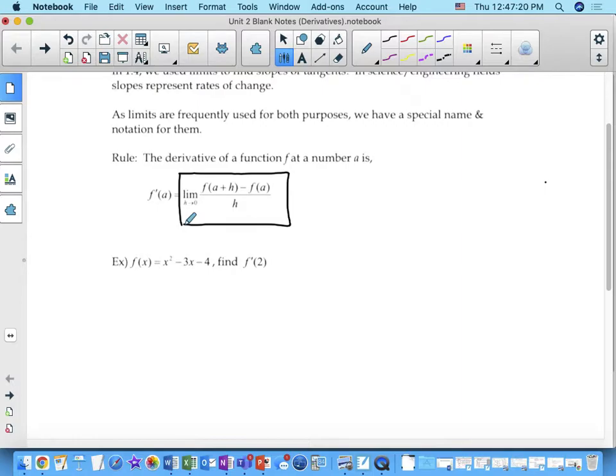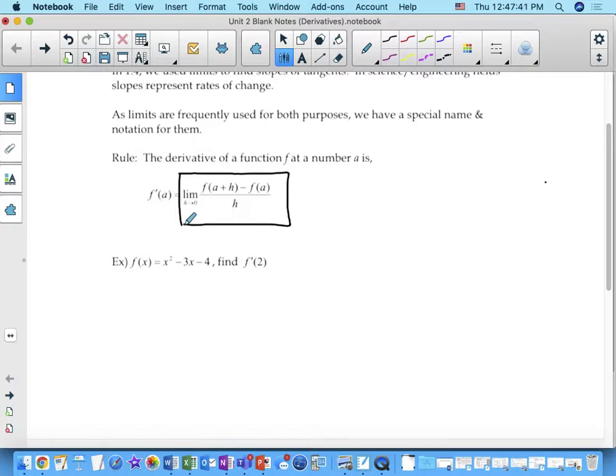I derived the quadratic formula. Okay. Yes. This is the slope of a tangent line at a point A of a function f of x. Correct. Good.